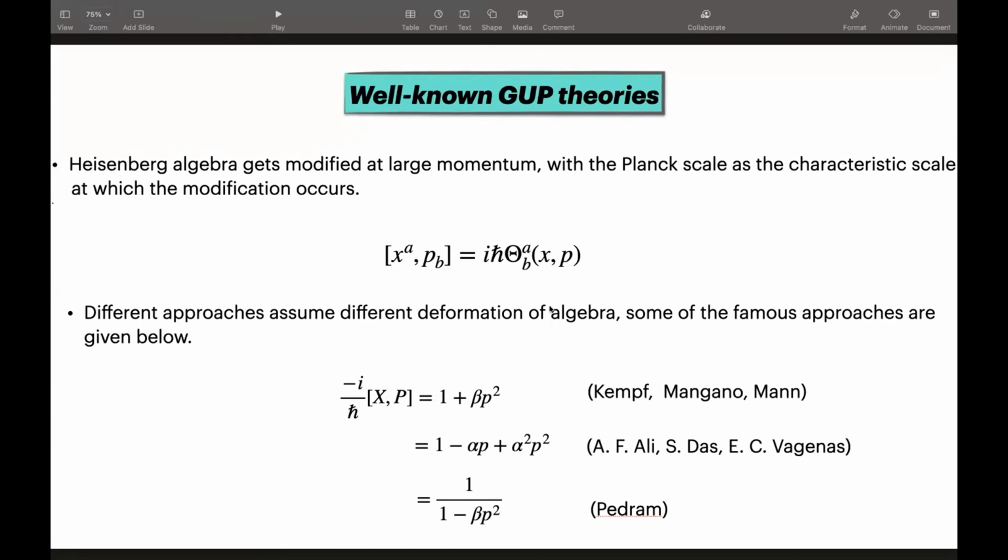So the Heisenberg principle gets modified at large momentum, with the Planck scale as the characteristic scale at which the modification occurs. So people usually introduce a theta that is a function of position and momentum, and depending on the function theta, there are a lot of well-known GUP theories. Those are given below.